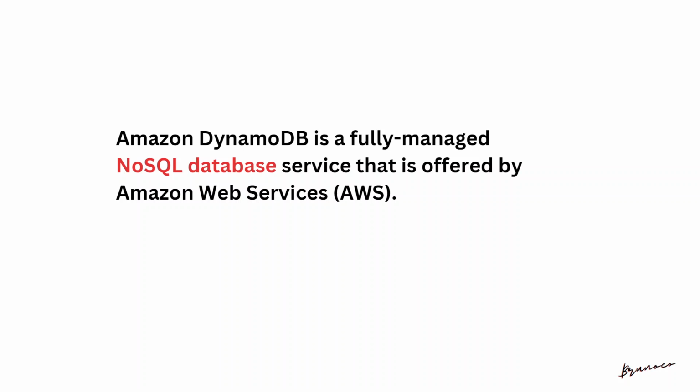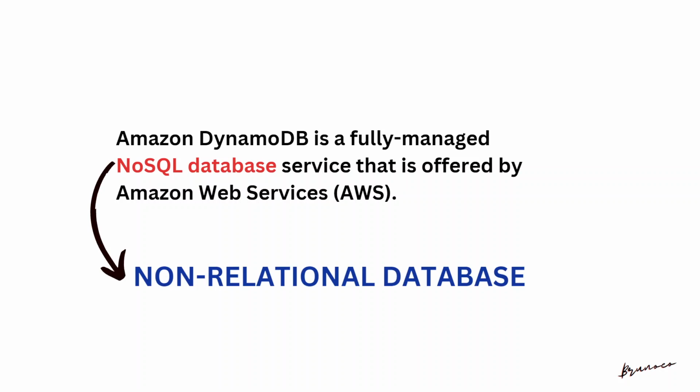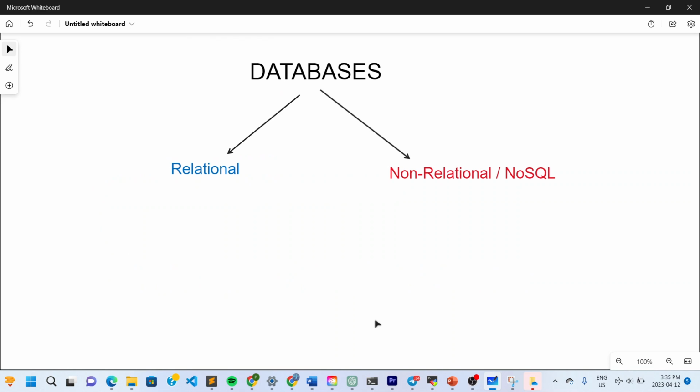In this definition, one phrase stands out: the NoSQL database. And that refers to non-relational database. But what does this really mean? Let me explain. Fundamentally speaking, databases are classified into relational and non-relational.